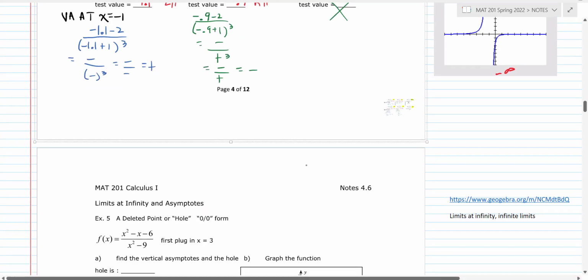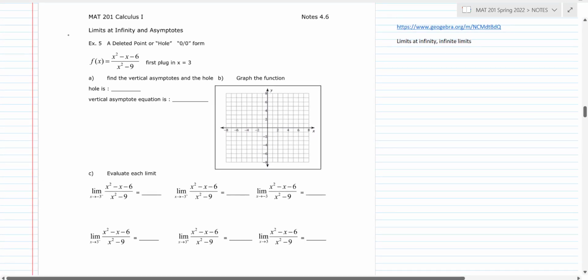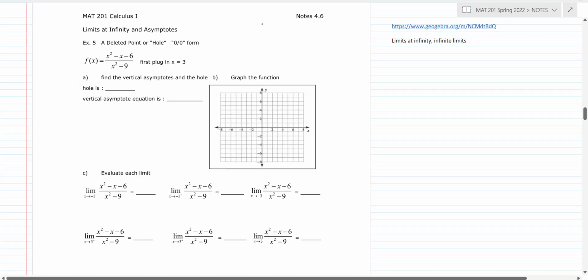Okay, so I'm going to move to the next page. I'm going to go ahead and do one more example of this, and then that will be the end of the first part of the video.